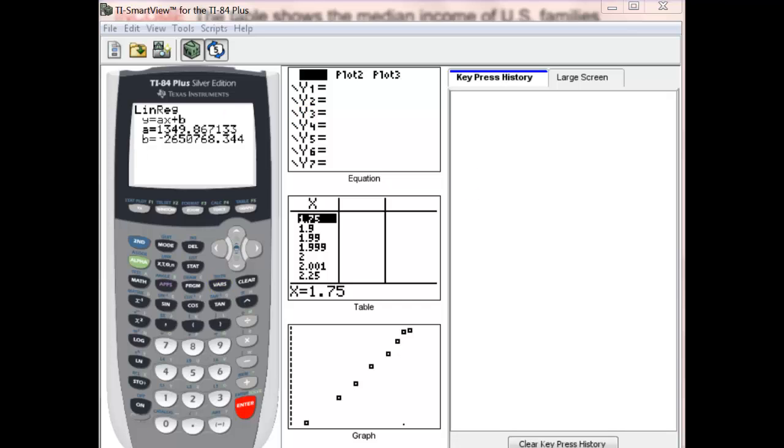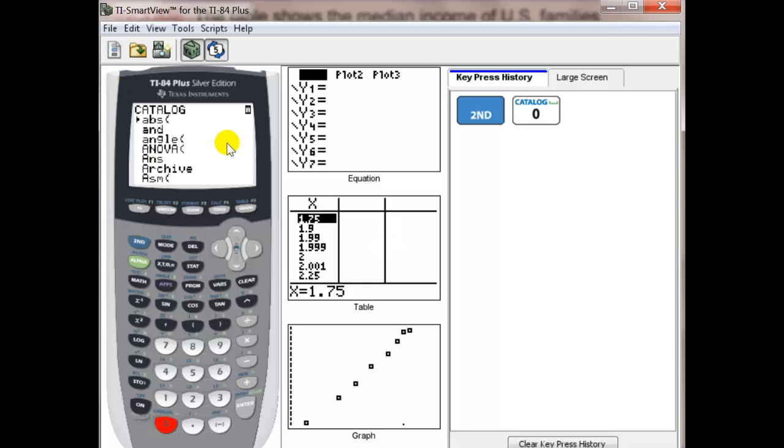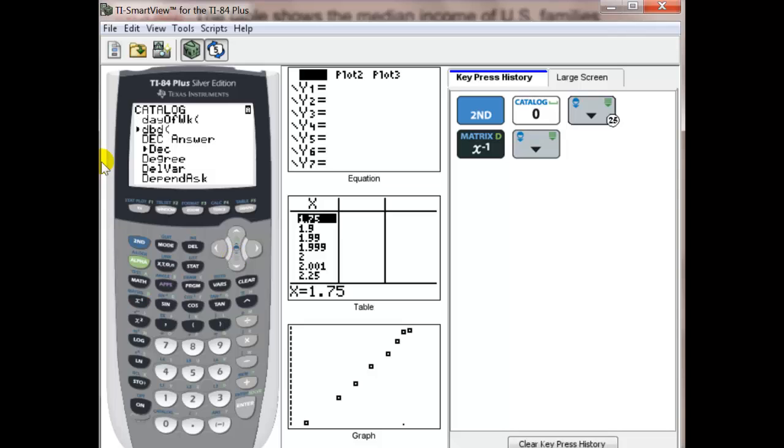Anything that's in blue, you press the second key for and go to catalog. This has all of the functions of the calculator in it. If you arrow down, and you're going to have to arrow for a while, down to diagnostic on. And I'm going to keep arrowing down. A quick way to get there, just so you guys know, is to press the X to the -1 button, or the alpha letter for D. And so now that jumps us to all the D's. Diagnostic on. Ooh, I went too far. Diagnostic on.